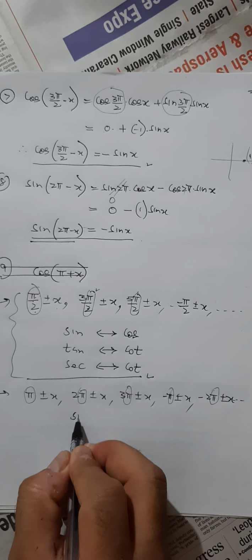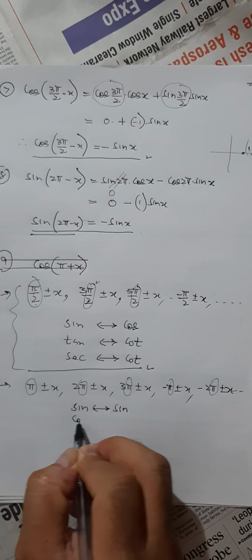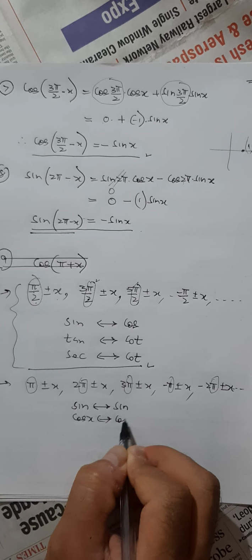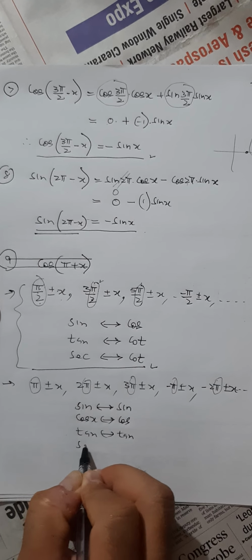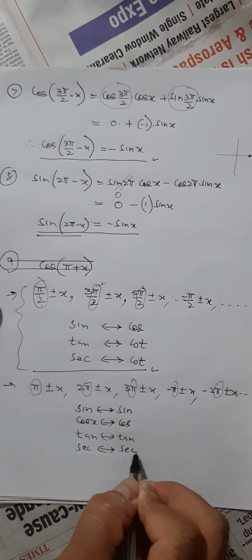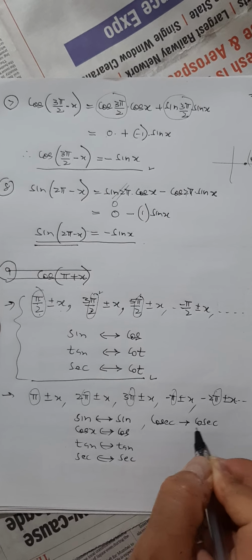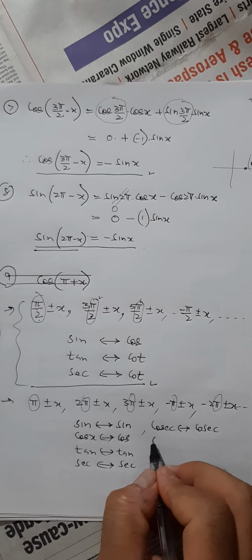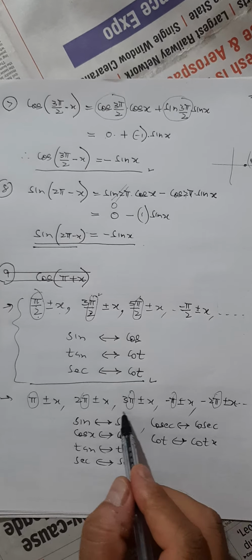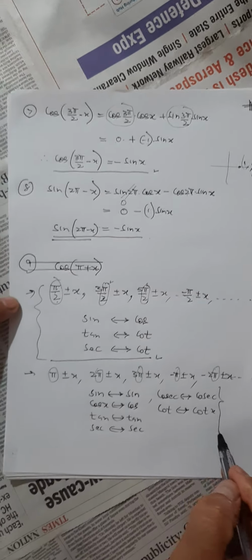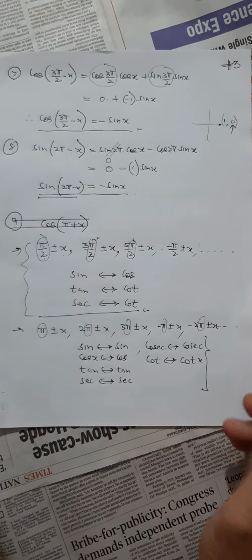Then we keep the function as it is. If we have sine, we keep sine as it is. If we have cos, we keep cos as it is. If we have tan, we keep tan as it is. If we have sec, we keep sec as it is. If we have cosec, we keep cosec as it is. And one more is left out. If you have cot, you have cot as it is. Remember, when we do this, in short, we keep the function as it is.